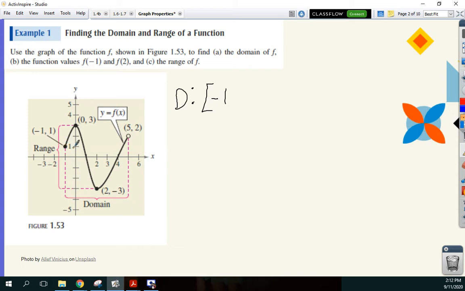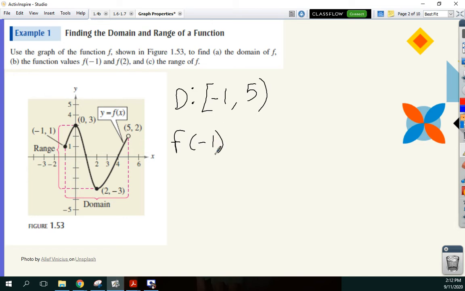Now, as we go across, we have points, points, points, and we go all the way to where our graph stops, which is going to be at 5. So I'm going to do comma 5. Now, hopefully we notice that this time I have an open circle, which means that 5 is not included in our domain. So I'm going to put a parenthesis. Now we can get as close as we want. We could do 4.99999, and that is going to be included in our domain. It's only 5 that's not. So that's our domain.